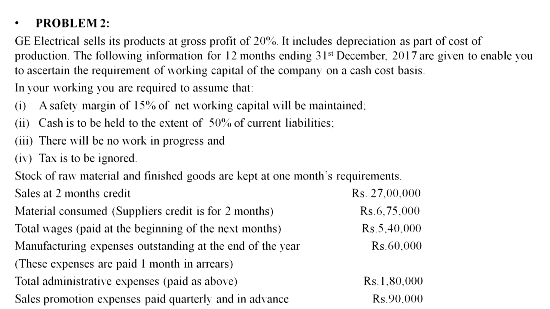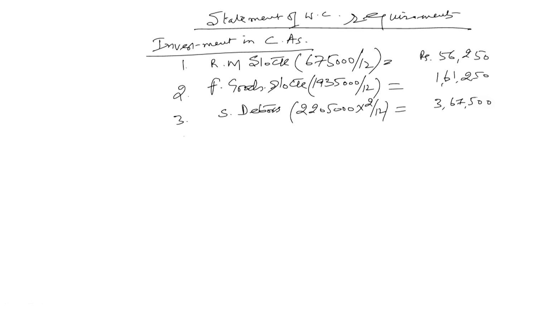Now one more current asset here is sales promotion expenses paid quarterly and in advance. Before we talk about the cash, we will write here sales promotion expenses paid in advance. It means this is a prepaid expense, and prepaid expenses are also assets. Once you have to make the prepayments, you will have to make this investment also.